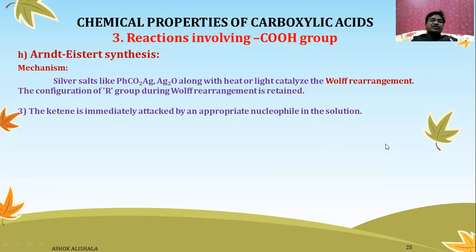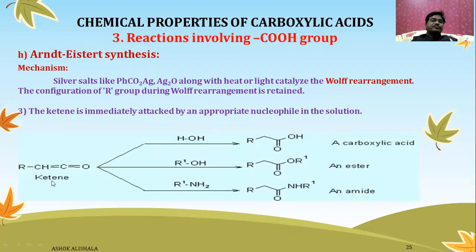Now you can see this one. There is a ketene. What happens if the ketene is treated with water? You will get a carboxylic acid. If the ketene is treated with an alcohol, you will get an ester. If the ketene is treated with an amine, an amide. These are all nucleophiles. That means soon after the formation of the ketene, whatever compound you need to prepare, you have to treat it with the respective nucleophile.